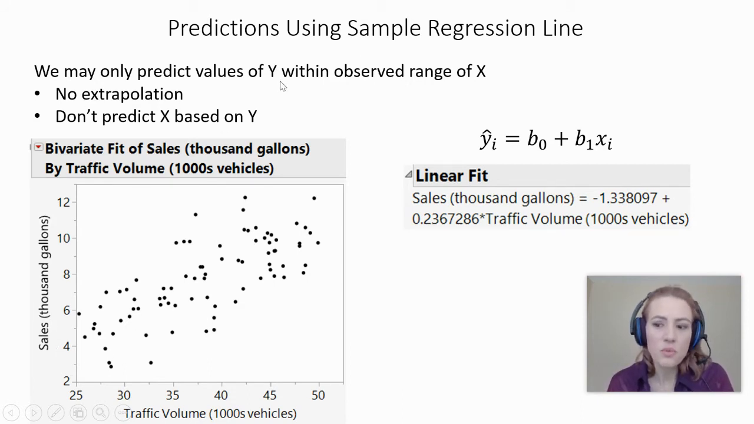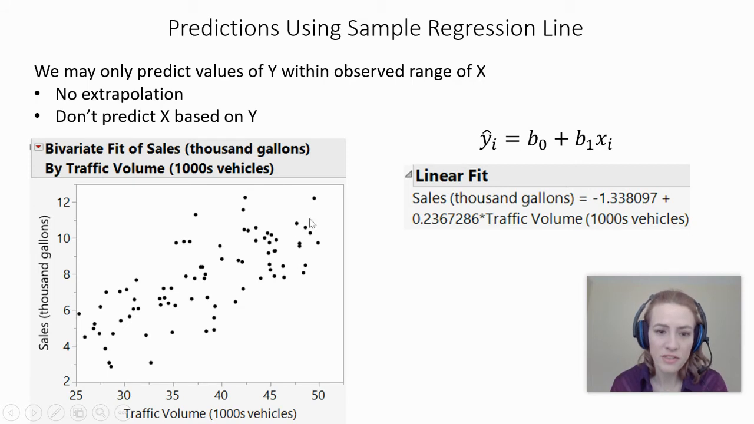And I can only do this within the observed range of x, which is to say, what traffic volumes were observed. Looks like the smallest is down around 25,000 vehicles. The largest is maybe at about 50 or so. So I can predict between x values of 25 and 50. But I shouldn't go beyond. So I shouldn't go higher than 50. I shouldn't go lower than 25. Those would be extrapolations. So extrapolation means going extra beyond the range of values for which we have data.